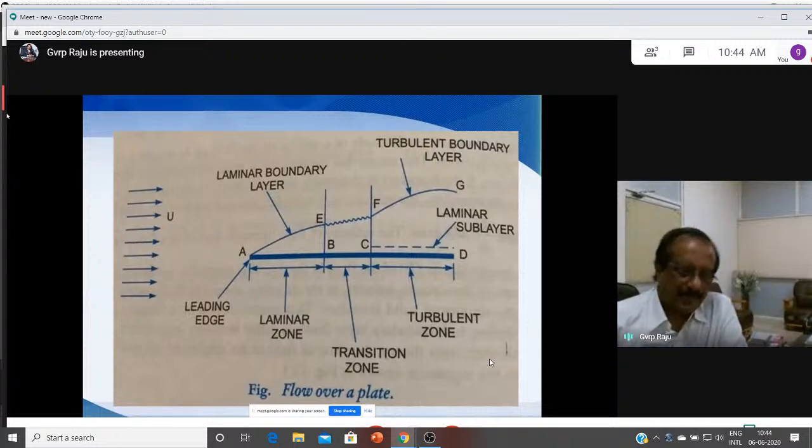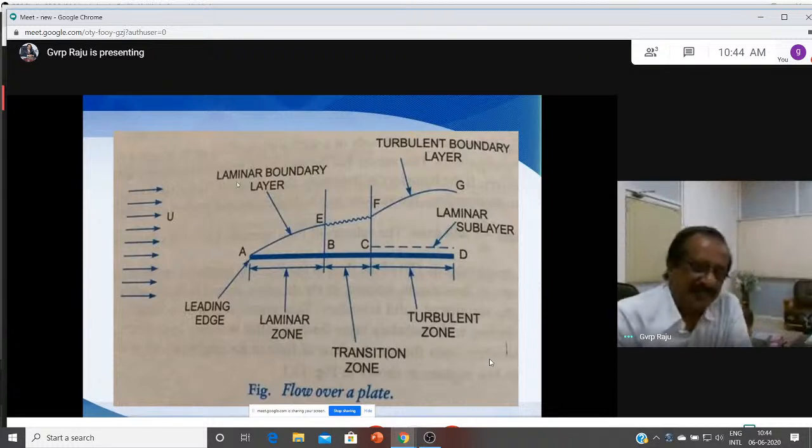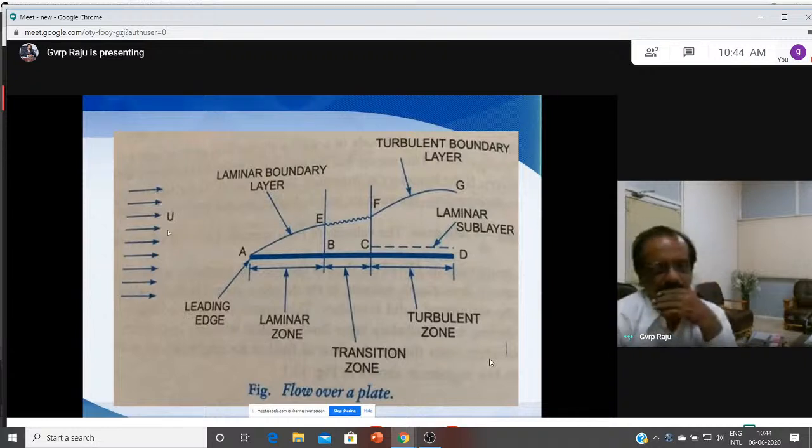So this is the leading edge here. A is the leading edge. And consider the flow of fluid here, flow of real fluid. So consider the flow over the flat plate. This is also stationary.